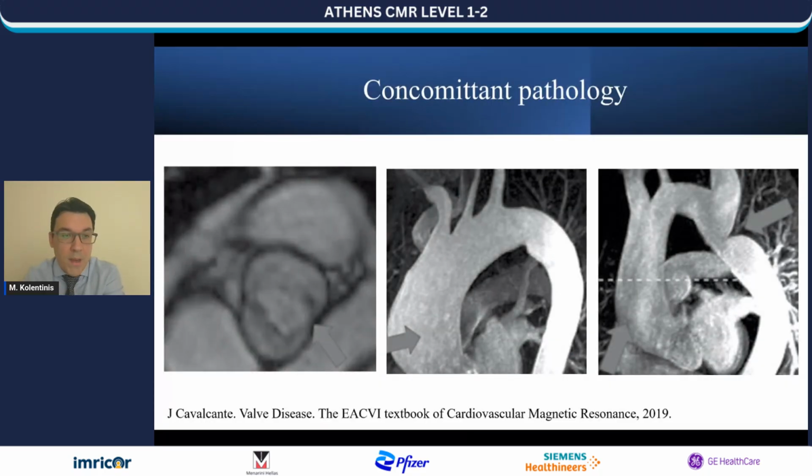And of course, we can also see concomitant pathology. For example, this is a patient, he has bicuspid aortic valve. The doctor saw it. They performed a 3D angiography, which showed a dilatation of the aorta and also aortic coarctation in another patient.